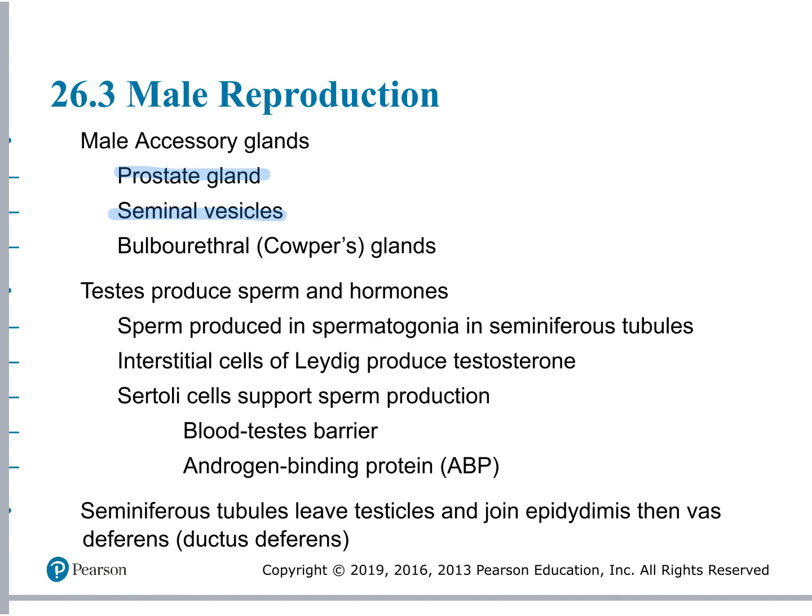So the prostate gland produces the prostatic fluid. Seminal vesicles produce seminal fluid. Most of the fluid of semen, which is the ejaculate, is going to be seminal vesicle fluid. 60% of it is.